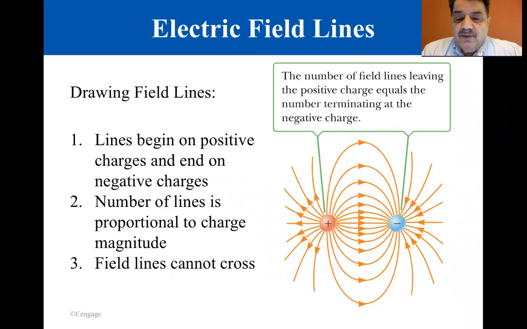Drawing field lines. Here are the rules for drawing electric field lines for any charge distribution. The lines for a group of point charges must begin on positive charges and end on negative charges. In the case of an excess charge, some lines will begin or end infinitely far away. The number of lines leaving a positive charge or ending on a negative charge is proportional to the magnitude of the charge. No two field lines can cross each other.